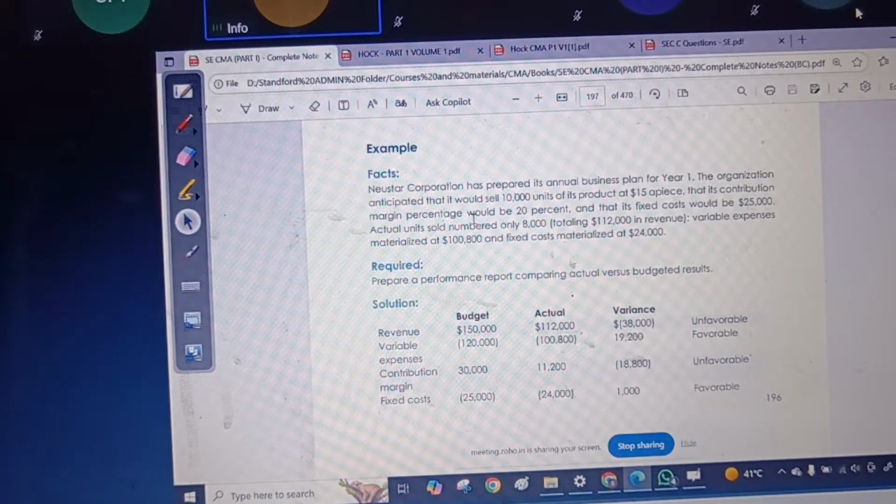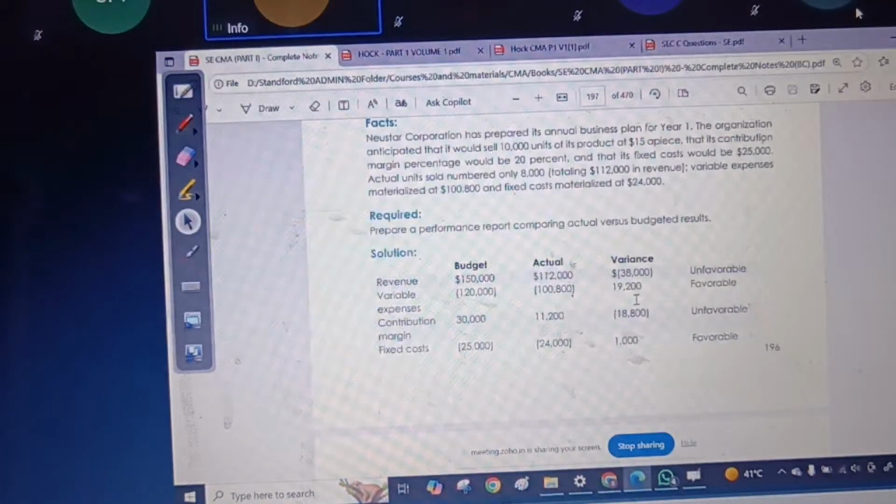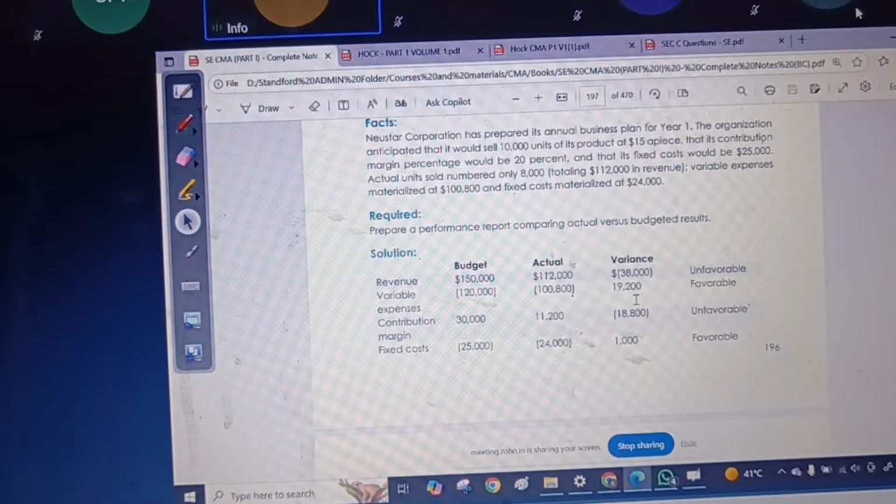This is an example from Stanford. Okay, page number 196. New Star Corporation has prepared its annual business plan for year one. Anticipated means budgeted. This is the budgeted amount of 10,000 units, and of its products, 15 per piece. That means this is the budgeted selling price, and this is the budgeted selling quantity.